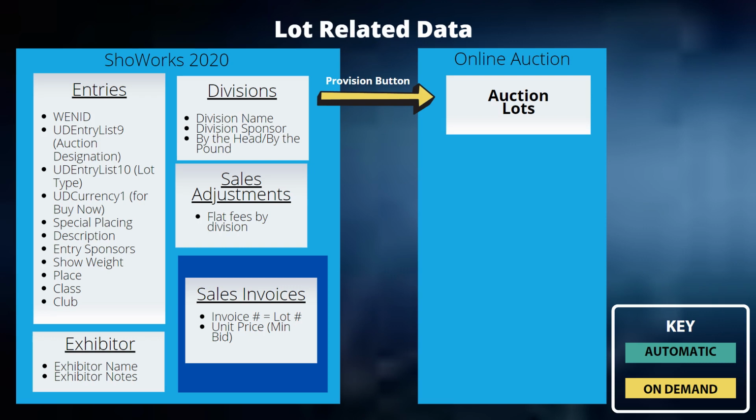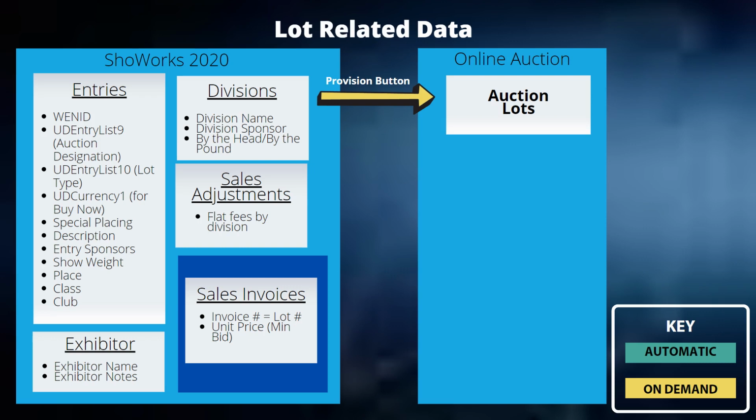It's important to note that the invoice number, not the sale number, is what serves as the lot number in the online site. So we typically tell people to match their sale to match their invoices. If you have a steer that is first in sale, go ahead and match your invoice number to be number 1. That way they show up correctly in the online site. And then the unit price, such as the minimum bid, will also appear online for that specific invoice.